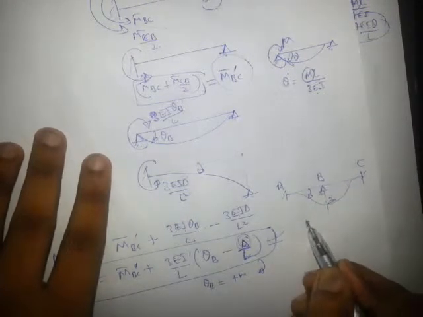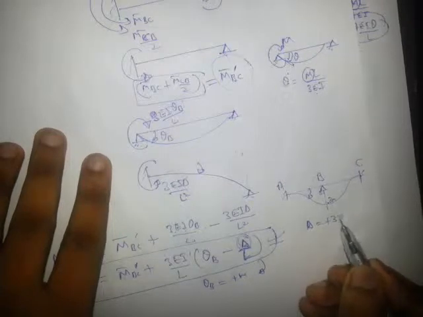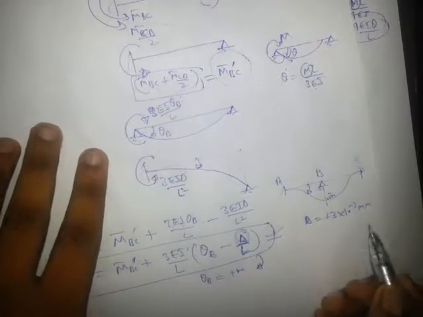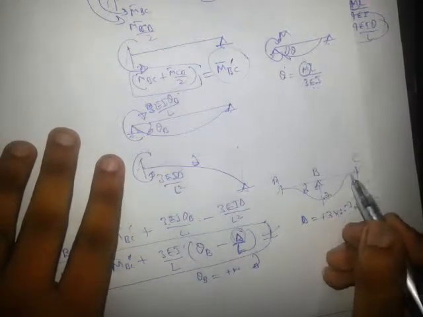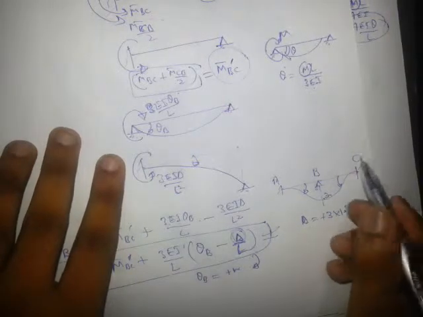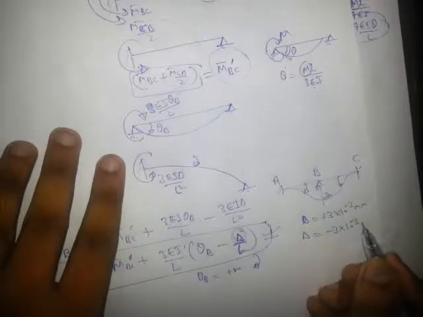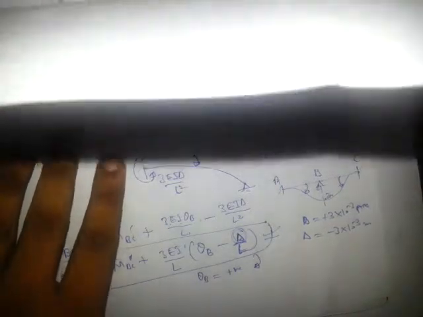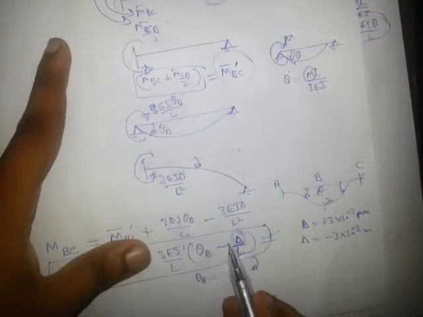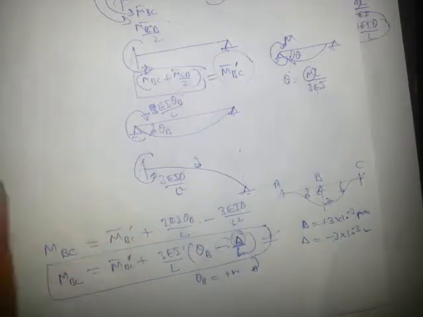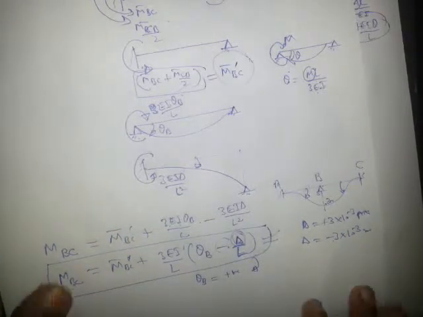So delta will be plus 3 mm, 3 into 10 to the power minus 3 meter. But from B to C, the beam is rotating anti-clockwise, so delta will be minus 3 into 10 to the power minus 3 meter, right? This delta has one minus here, but one more minus will be there. Okay, this is the thing.